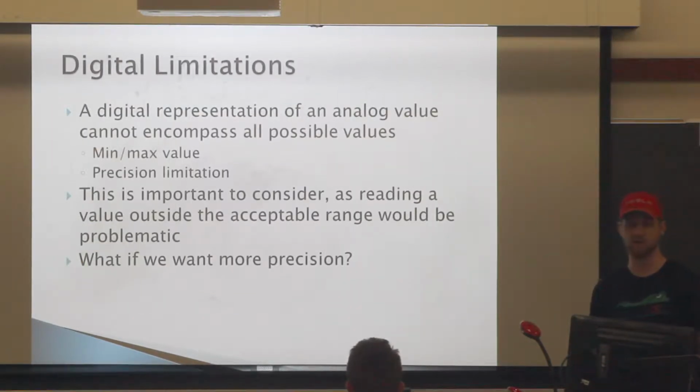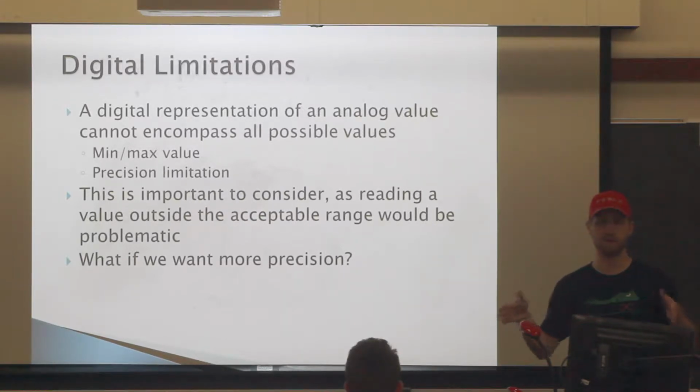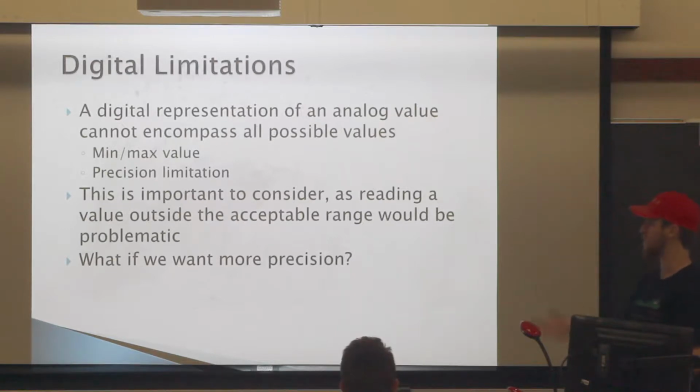Now, there's limitations to digital. You can't encompass every possible value. It's just not possible. Usually you'll have a minimum and maximum value that you can hold in a certain number of bits, and also have a precision limitation. So maybe you're measuring acceleration, and you can't get any more precise than 0.1 meters per second squared, something like that. Now you have to consider this because if, let's say, your accelerometer only goes up to 10 Gs, and you're using it in a up to 12 G application, it's not going to work. You're going to have some problems.